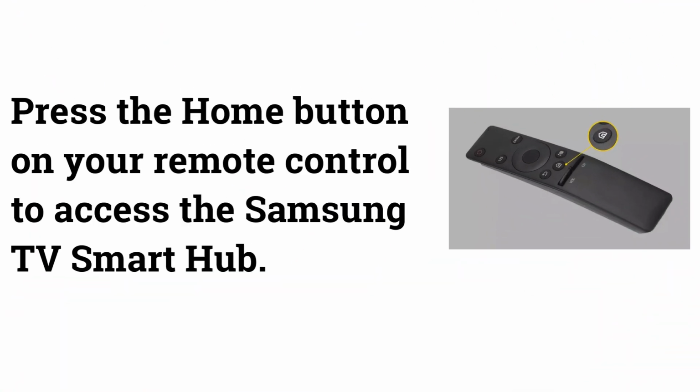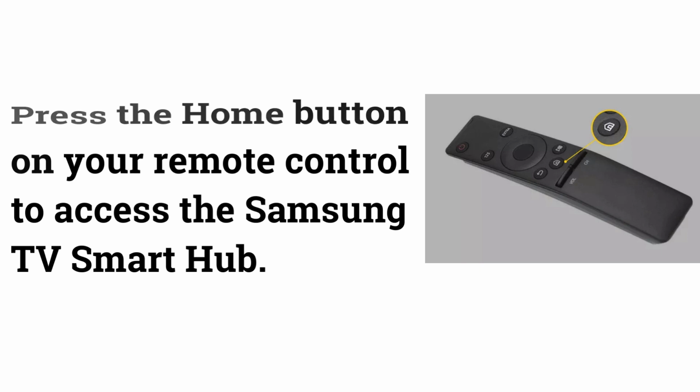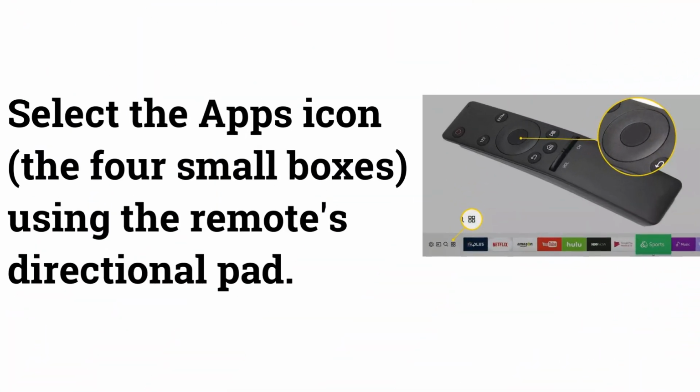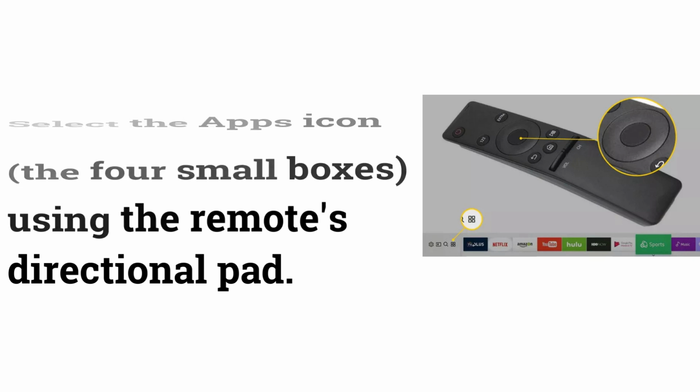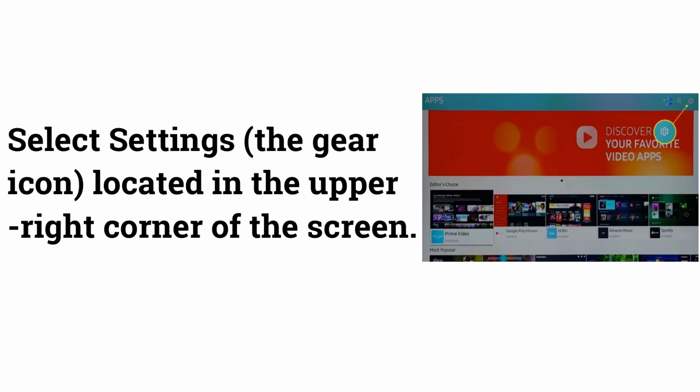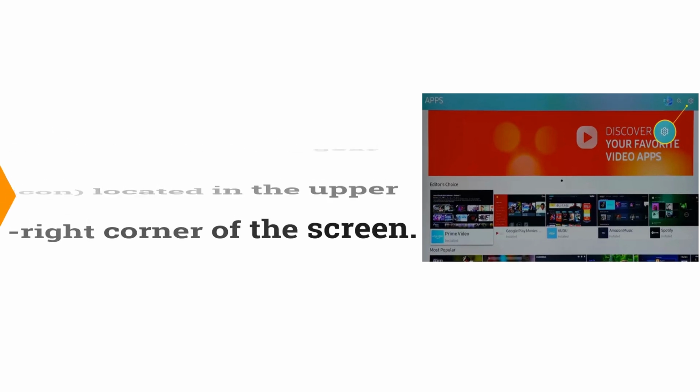How to remove apps from a Samsung TV 2017 to 2019. Press the home button on your remote control to access the Samsung TV Smart Hub. Select the apps icon, the four small boxes, using the remote's directional pad. Select Settings, the gear icon, located in the upper right corner of the screen.